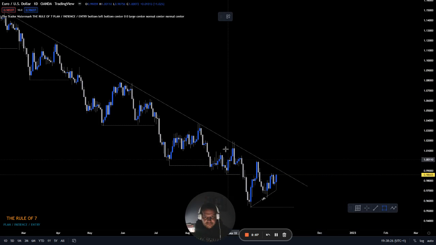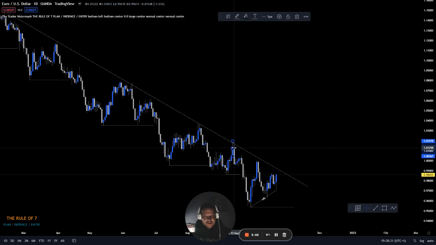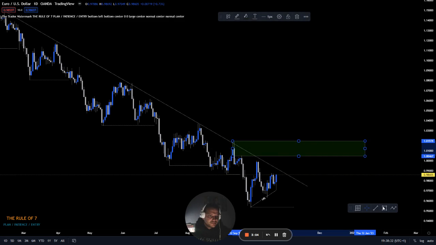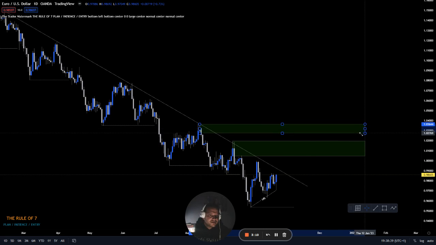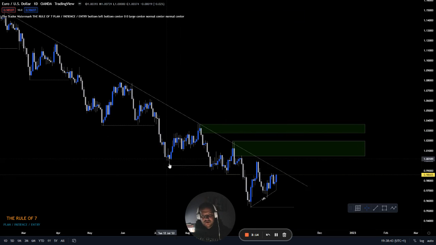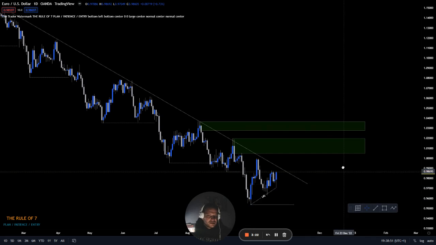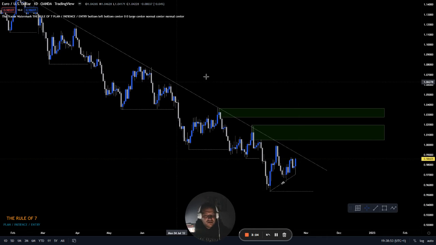So at the minute, we have all these supply areas. We don't need to mark them all up, but it's the supply areas that created the break. So this supply area pushed through the low and created a new low. This supply area pushed through that low and then created a new low. So what I'm looking for, and don't forget, this is on the daily.